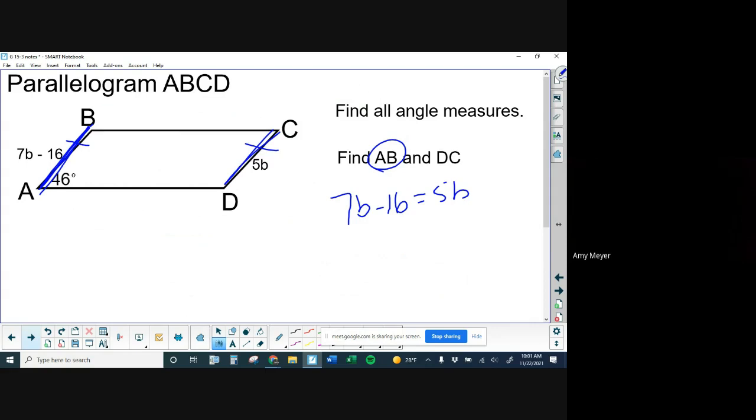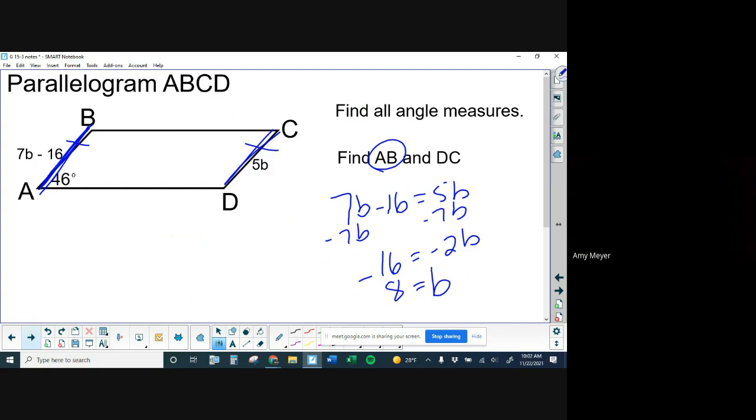Some people might have moved the 5B over, but then there's nothing on that side, which is fine. It's a 0. You could also move the 7B. Raise your hand if you moved the 5B. Raise your hand if you moved the 7B. Okay, I heard from about half of you. It could work either way. I'm going to go ahead and move the 7B. Then I have negative 16 equals negative 2B. Either way you do it, you should get 8 for B.